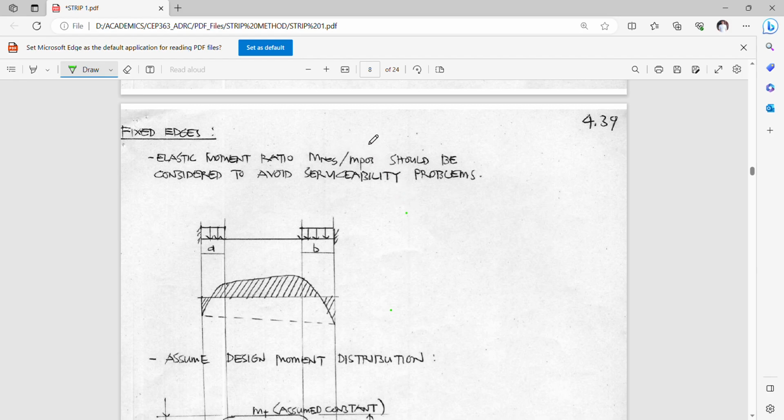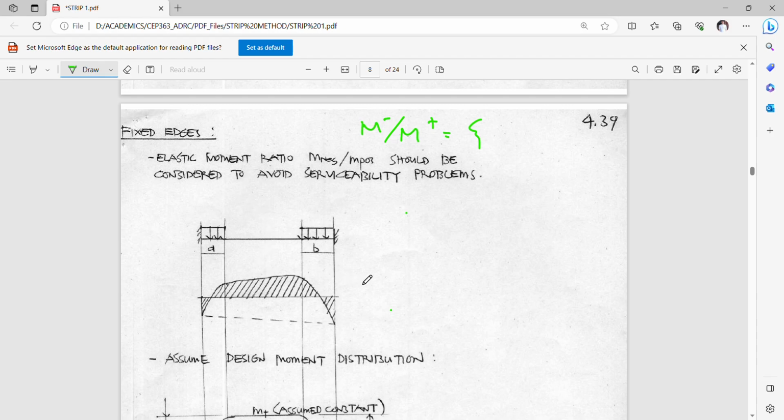But when we say the M negative over M positive ratio, or simply the C ratio, it is the key to a more realistic prediction of how the slab will behave as separate beam strips in both directions.